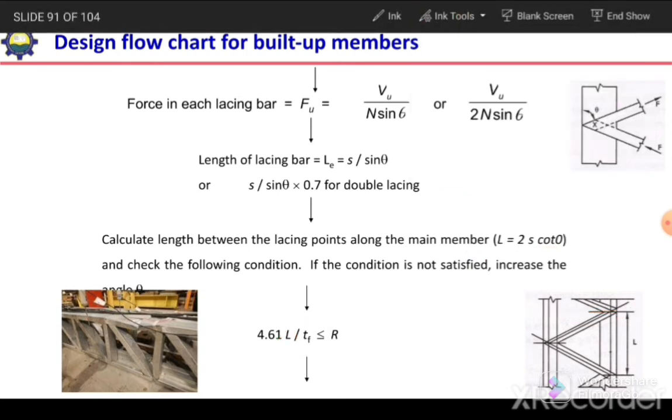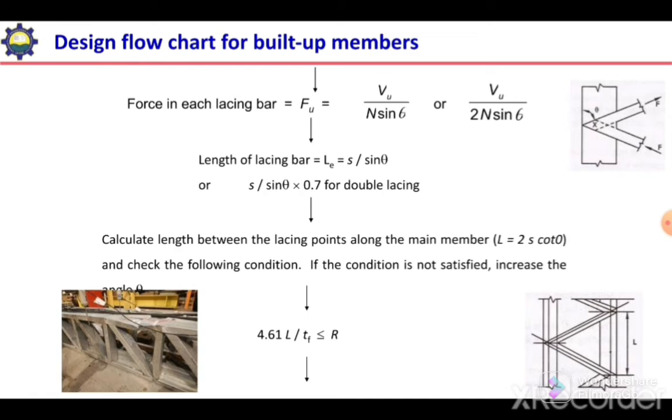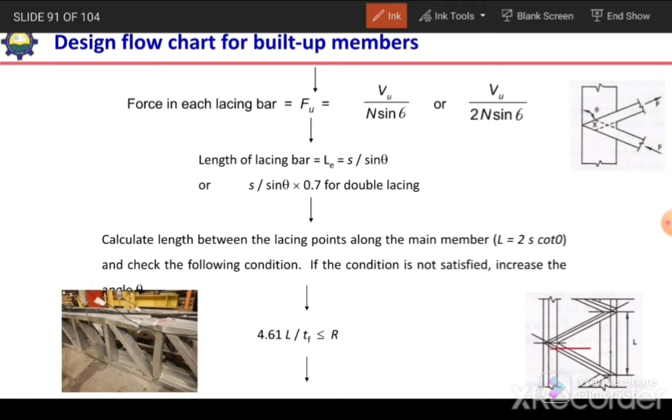For example, if we are using single lacing, this distance is S and this is LE, and this much distance, if I say it is X, is actually equal to S cot of theta. And if the lacing is like this, then L will be equal to 2 times this X, so we can say L is equal to 2 times S cot of theta. So from here we can determine the distance between the lacing points.